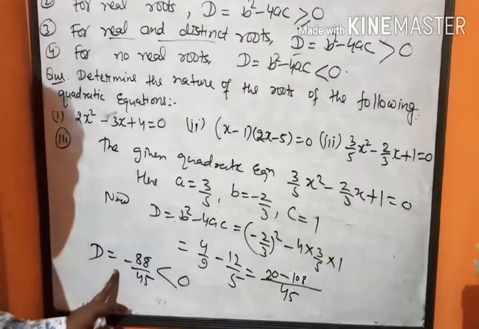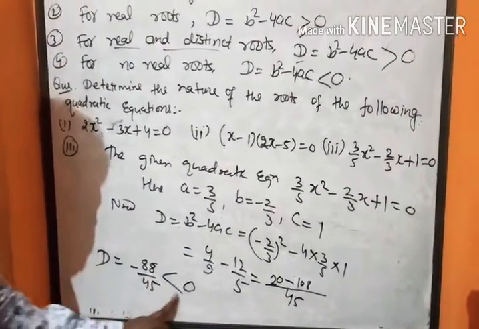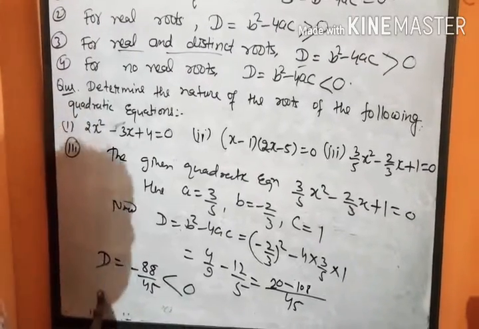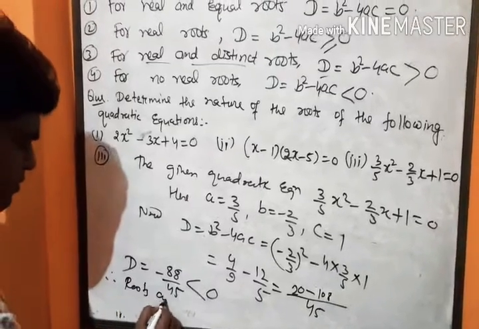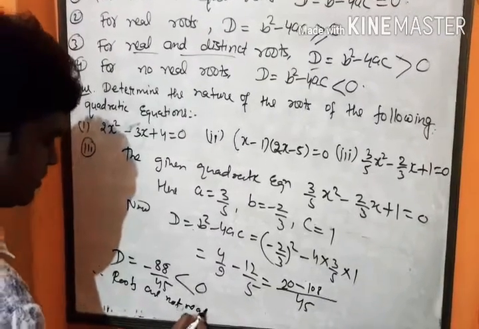It gives d is equal to minus 88 upon 45, which is less than 0. So the roots are non-real, not real. Therefore, roots are not real.